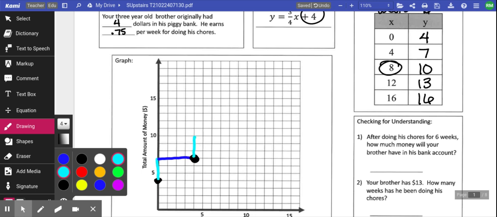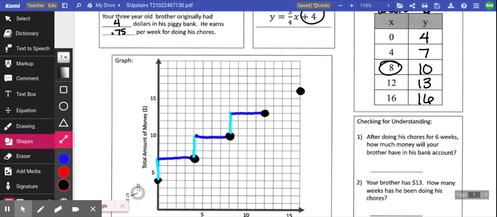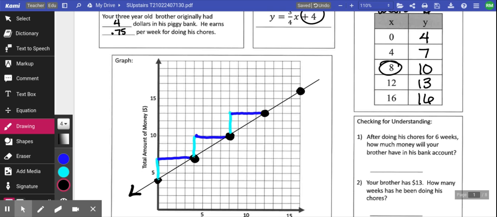I'm going to go up 3, over 4, plot a point. Up 3, over 4, plot a point. Up 3 over 4, plot my last point. And then I will draw a line through these points. So there you have it. There's our equation, or sorry, our graph.